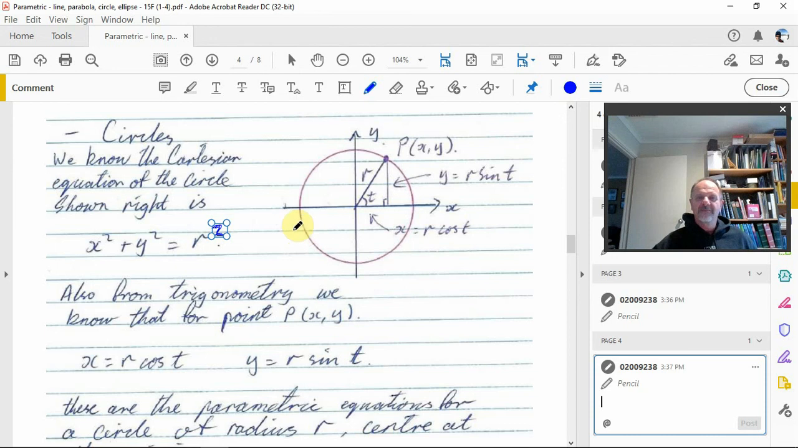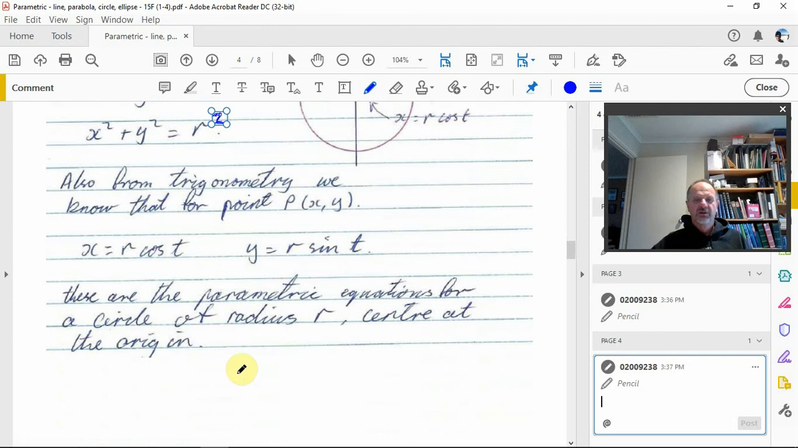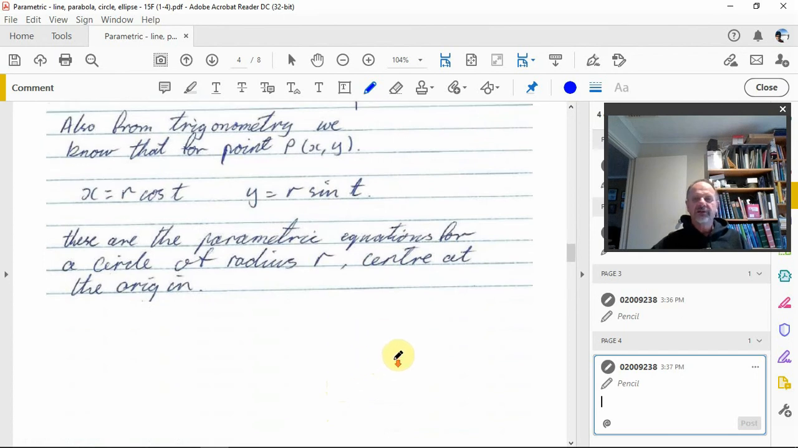What we also know from trigonometry is if we call this angle t, then the x part, using trigonometry, is r cos t, this bit here. And the y part, again using trigonometry because it's the opposite, is r sin t. So the parametric equations that we could use for a circle with its center at the origin, radius r, would be these two here. Our parameter, of course, is t, and the radius of our circle is r. As it says there, the parametric equations for the circle of radius r, center at the origin. All good.